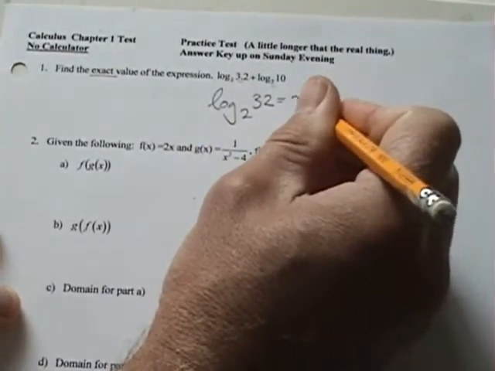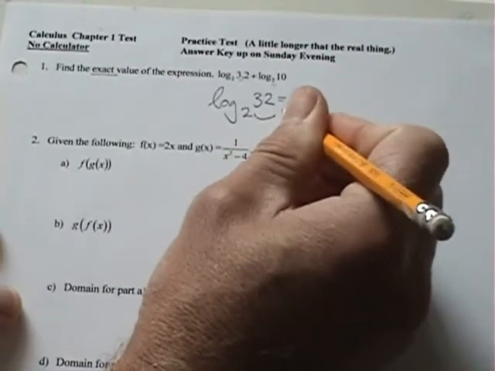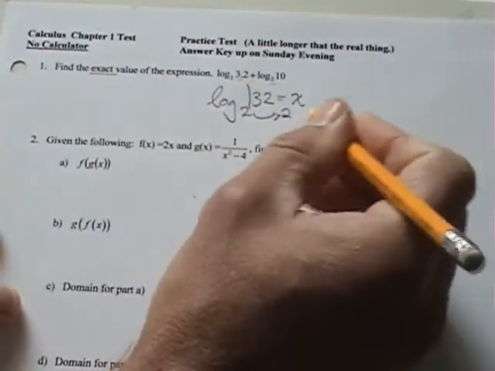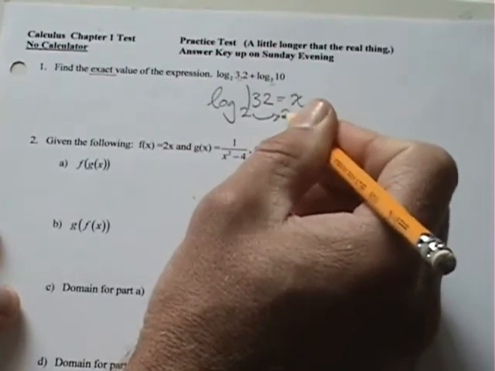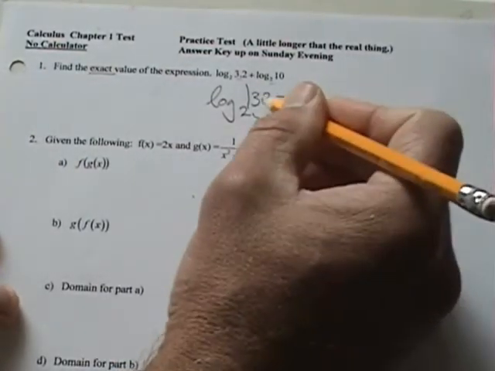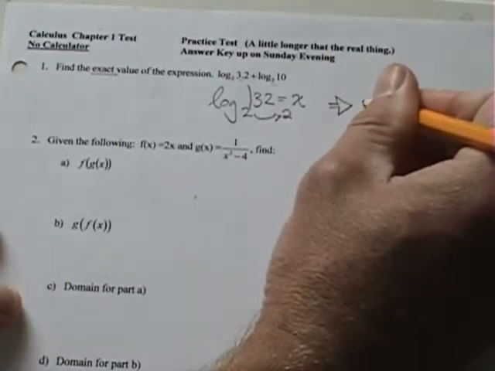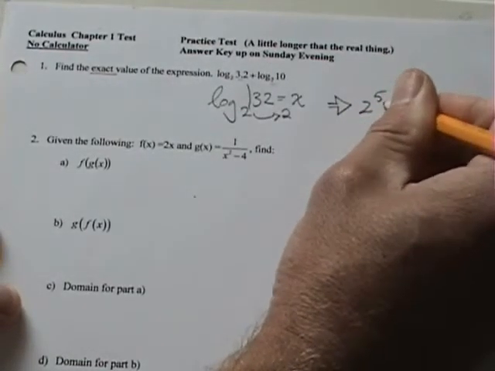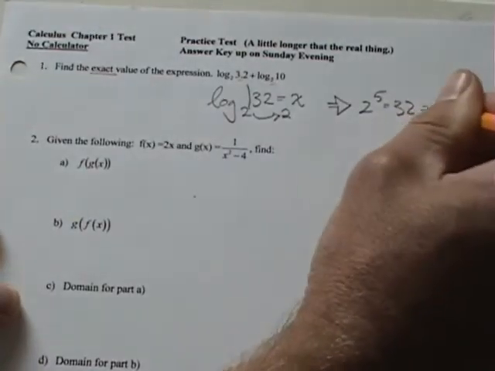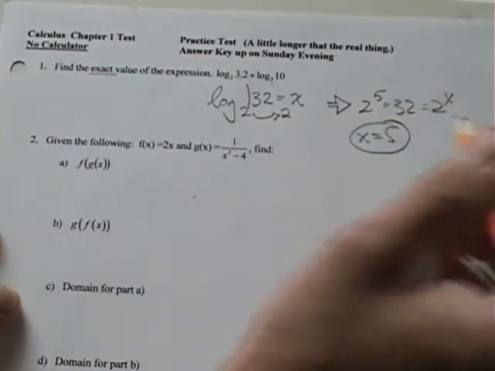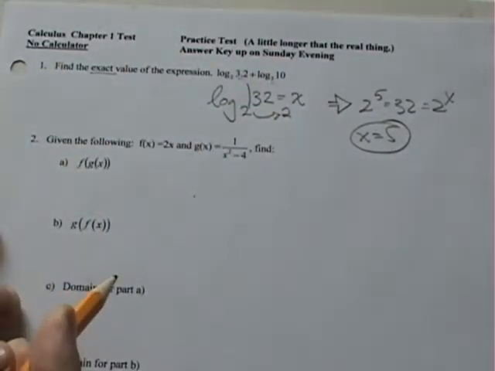Let's call that x. Then we can just use our arrow method, bring that over there, and it's 2 to the x equals 32. Well, 32 is a power of 2, so 2 to the 5th equals 32 equals 2 to the x, so x equals 5. Okay, so it's a straightforward application of the laws of logarithms.